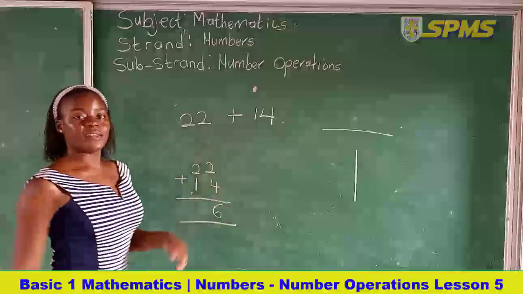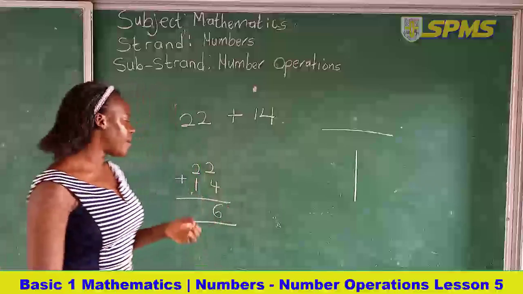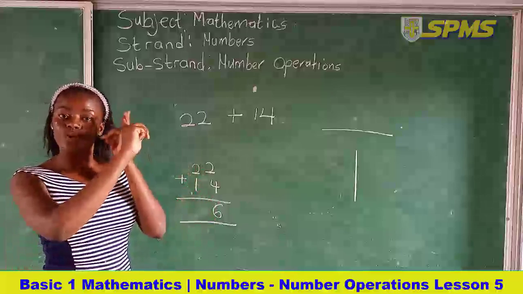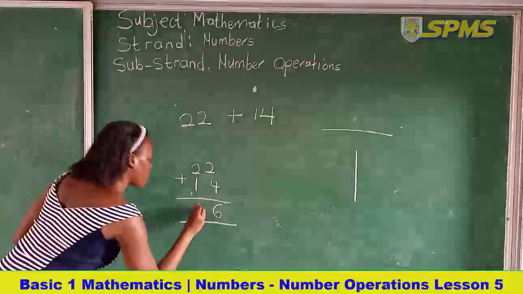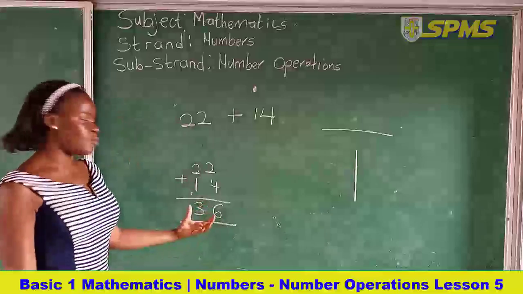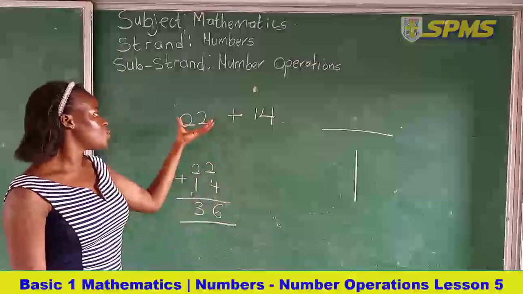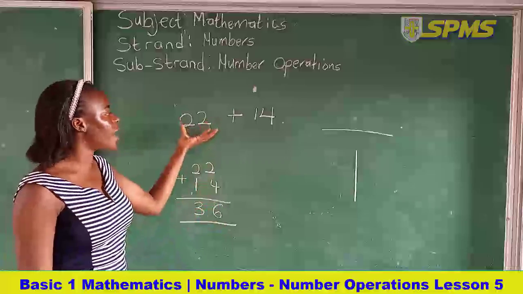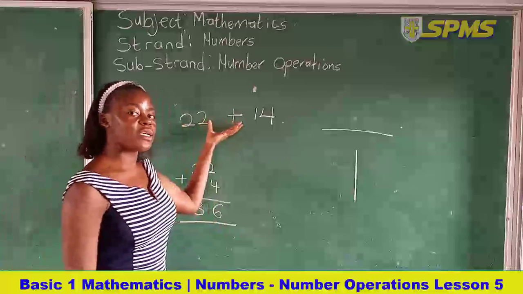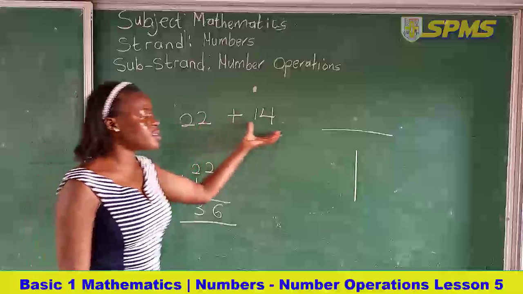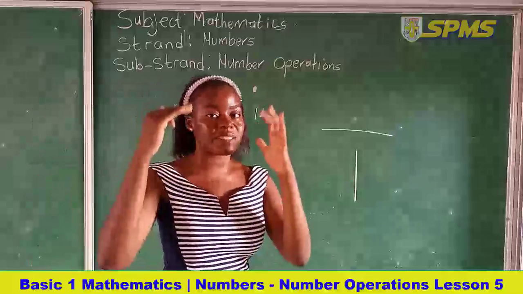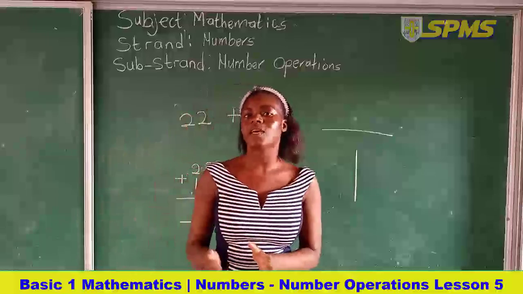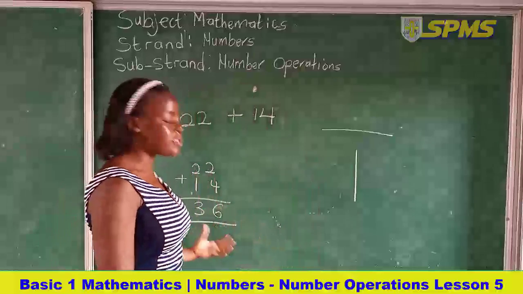Now let's look at the next one. 2 plus 1, we have 2 there already. We are adding 1 to it, so 2, 3. Okay, so we have 36. So 22 plus 14 will give us 36. Anytime we are given addition of 2-digit numbers in horizontal form, you change it to vertical form so that you add the ones and the tens in order to get the correct answer.